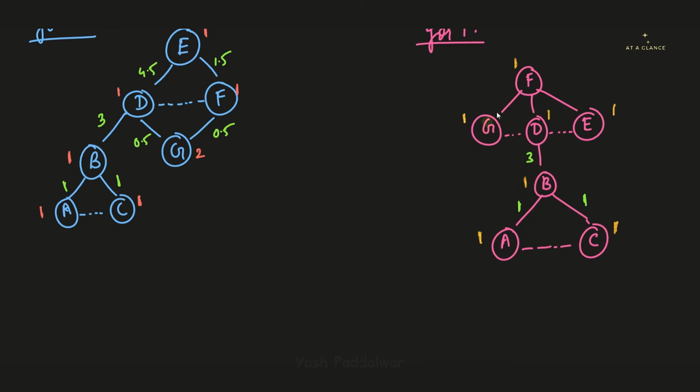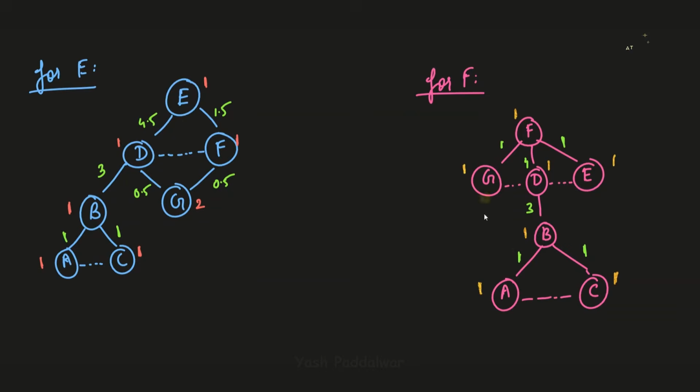Now when we talk about the edge FG, since G is a leaf node, 1 divided by 1, it is 1. For FD, since D is not a leaf node, you have to consider its child node edge also. So it is nothing but 3. 3 plus 1, which is the node weight of D. So 3 plus 1 is 4. Similarly, for FE, since E is a leaf node, 1 divided by 1, it is 1. So this is what the tree looks like.